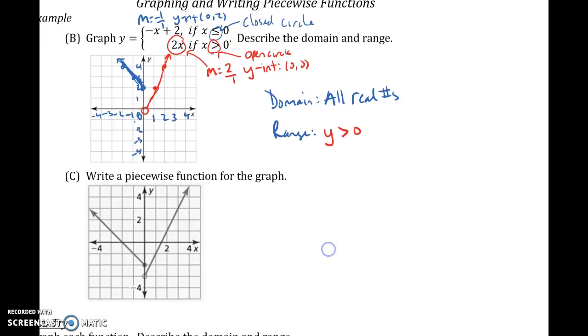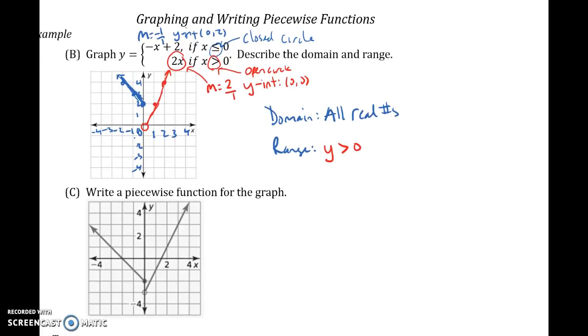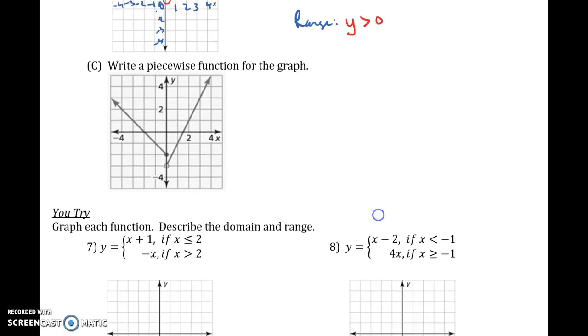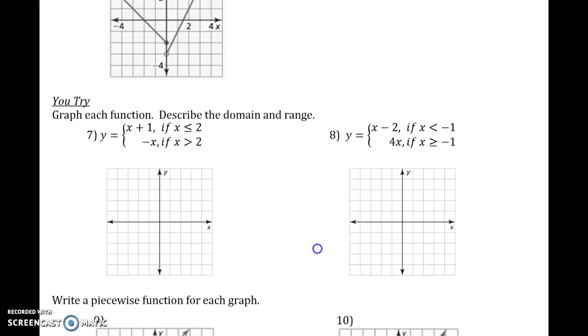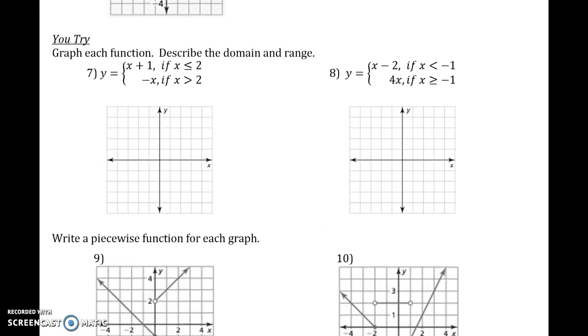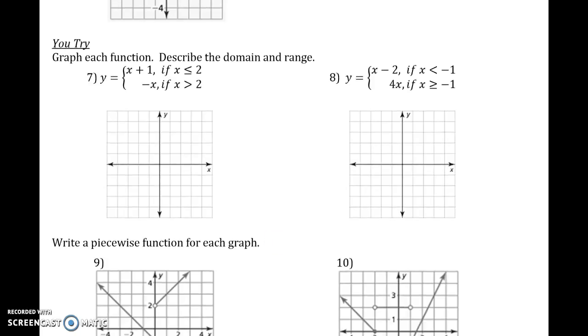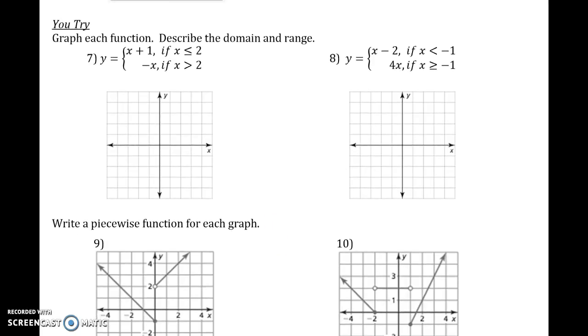Okay. Now I know sometimes domain and range can be difficult, so please come back to class with questions, especially if you didn't understand why it's all real numbers and not everything but 0, okay? But try out 7 and 8 on the U-try. So we're going to come back and do 9 in class, right? And we'll talk about writing the piecewise function in class. But try out 7 and 8 for me, and let's see what we get. Don't forget to talk about domain and range.